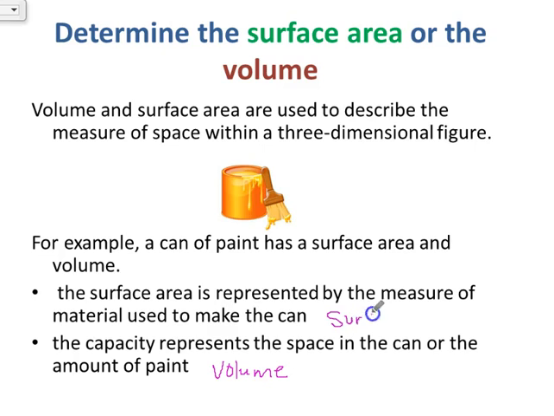So if we are talking about, let's say, a can of paint, a cylinder of paint, the surface area would be represented by the measure of material made to make the can. It's the metal along the outside. Remember, the surface is the amount of area along the outside of our figure, where the volume in a can of paint would be the actual paint that is used to fill up that can of paint. So that's the difference. Just a quick reminder between surface area and volume. Surface area is the amount on the outside. Volume represents the amount on the inside.